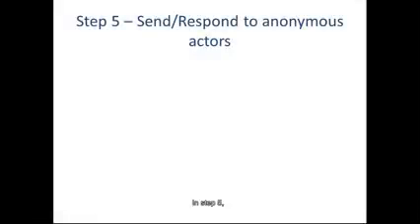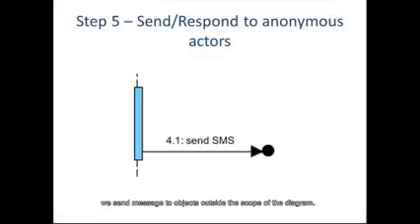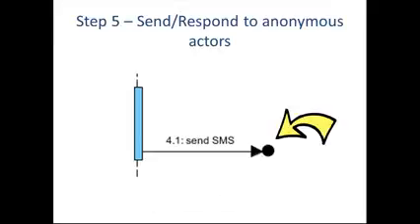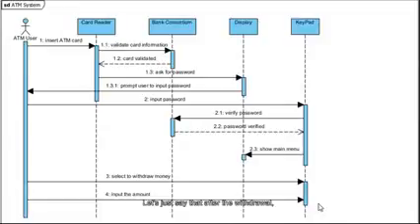In step 5, we send message to objects outside the scope of the diagram. Let's just say that after the withdrawal, the system will send a SMS notification, but we're not concerned about the details as to how to do that. Whenever we lack details or don't really care about the message receiver in the scope of the current diagram, we model it as a lost message.